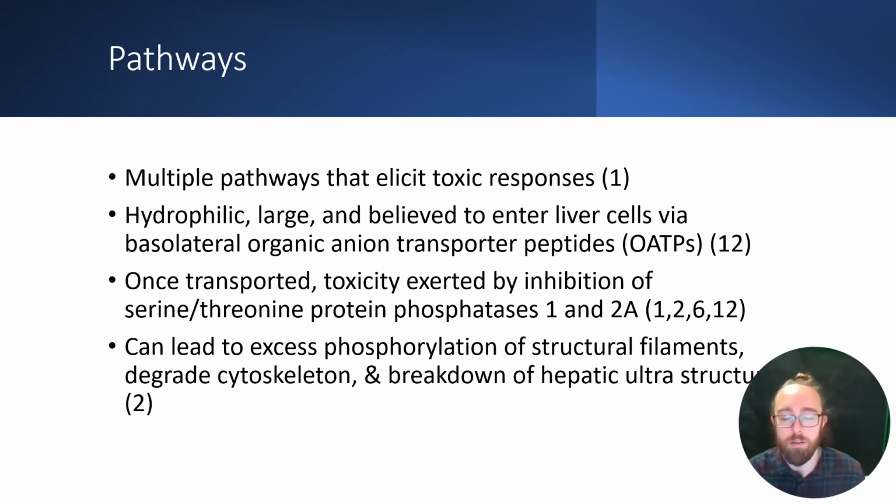Microcystin has multiple pathways that elicit toxic responses. They're large hydrophilic molecules believed to enter liver cells via the basolateral organic anion transporter peptides, or OATPs. Once they're transported, toxicity is exerted by inhibition of serine threonine protein phosphatases 1 and 2A. And this can lead to excess phosphorylation of structural filaments, degrade the cytoskeleton, and break down the hepatic ultrastructure.